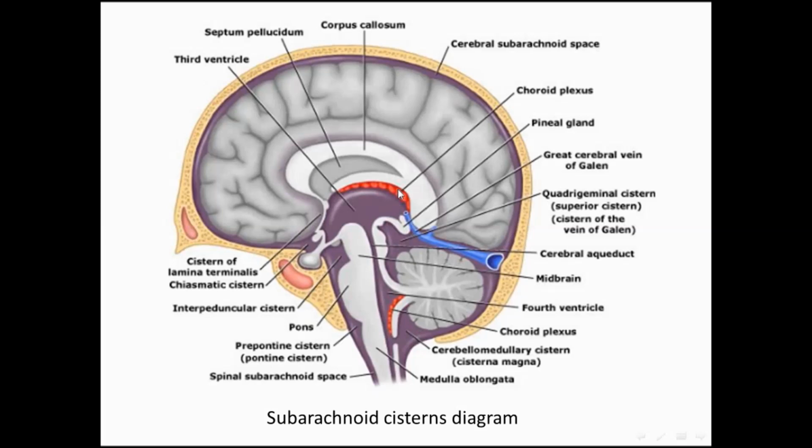This is a figure of the sagittal brain. It shows some of these subarachnoid cisterns. This is the location of quadrigeminal cistern. This is the location of cisterna magna, the largest subarachnoid space. This is the prepontine cistern anterior to the pons, and this is the premedullary cistern anterior to the medulla oblongata. This is the interpeduncular cistern, which lies within the two cerebral crura. This is the suprasellar cistern superior to the sella turcica.